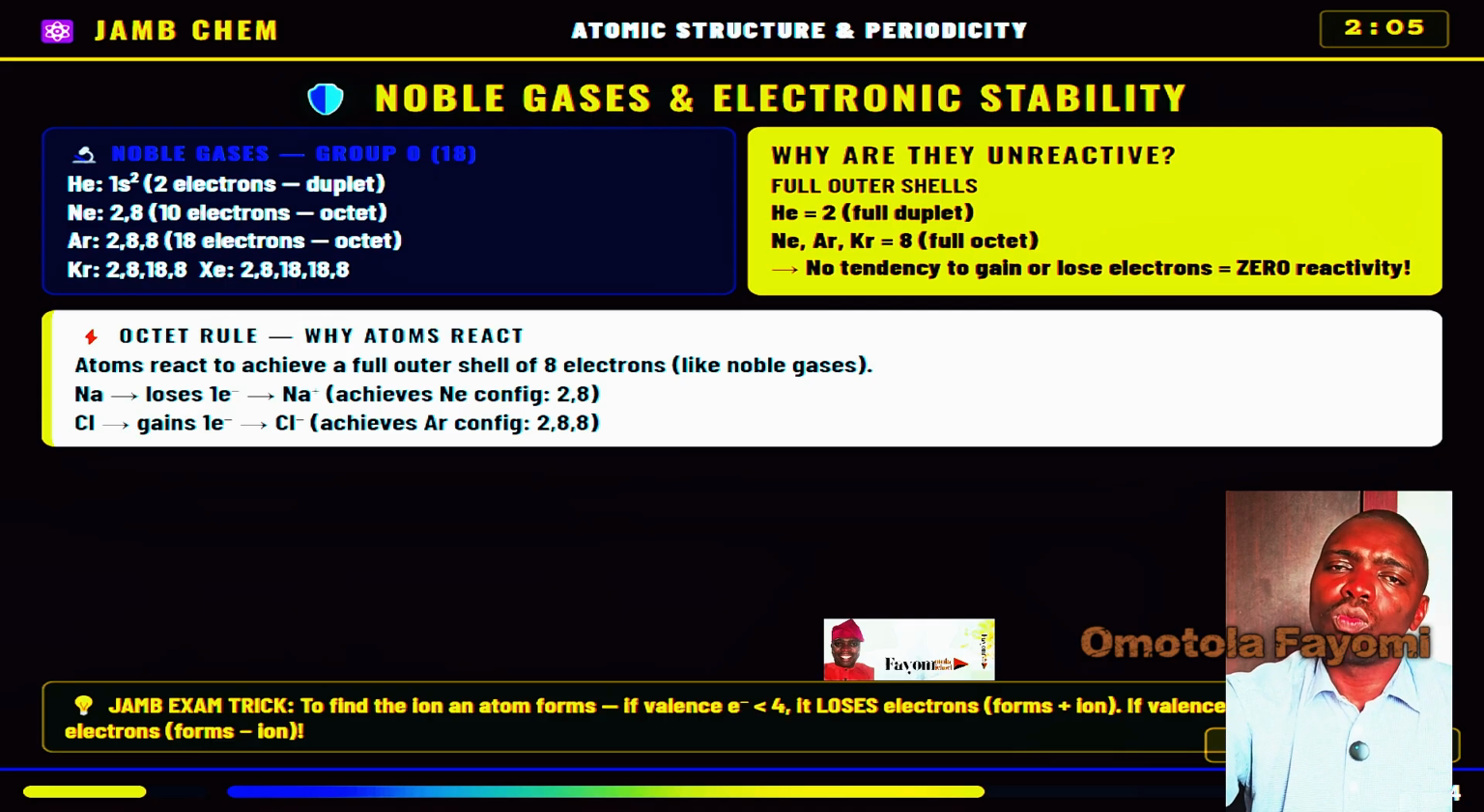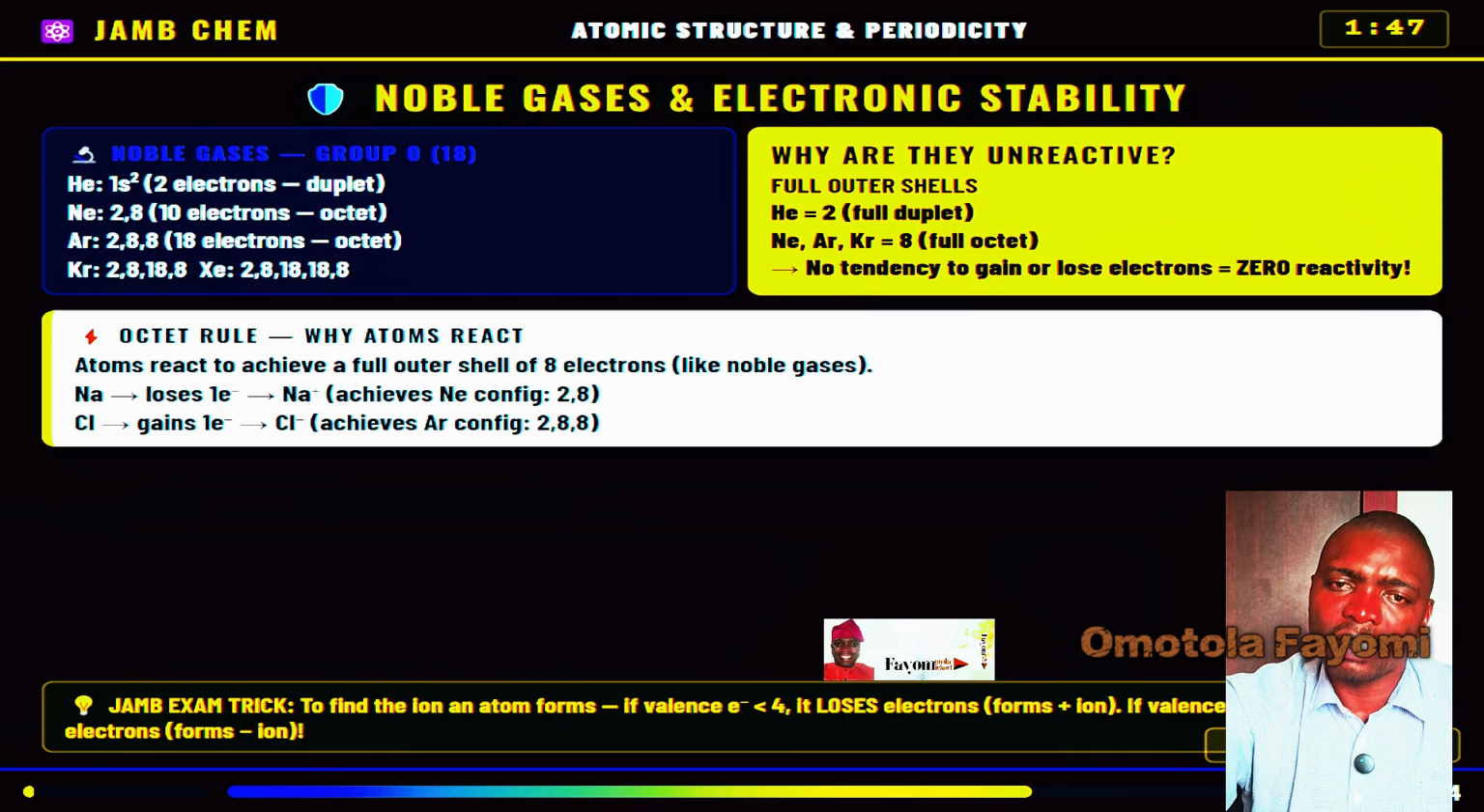It has one valence electron. It loses that one valence electron to become Na+ with configuration 2,8, just like neon. Chlorine on the other side has configuration 2,8,7. It needs one more electron to complete its outer shell. It gains that one electron to become Cl- with configuration 2,8,8, just like argon.